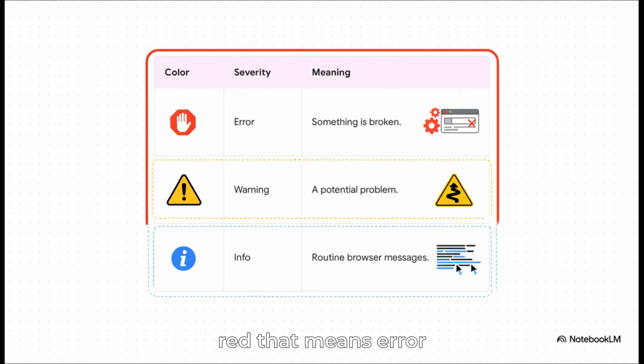If you see red, that means error. That's a showstopper. That is very likely the reason that button isn't working. If you see yellow, that's a warning. Think of it like a caution sign. It's a potential problem, but probably not what's breaking the site for you right now. And everything else, the blue or the plain black text, that's usually just informational stuff. For our mission today, we are hunting for the red.